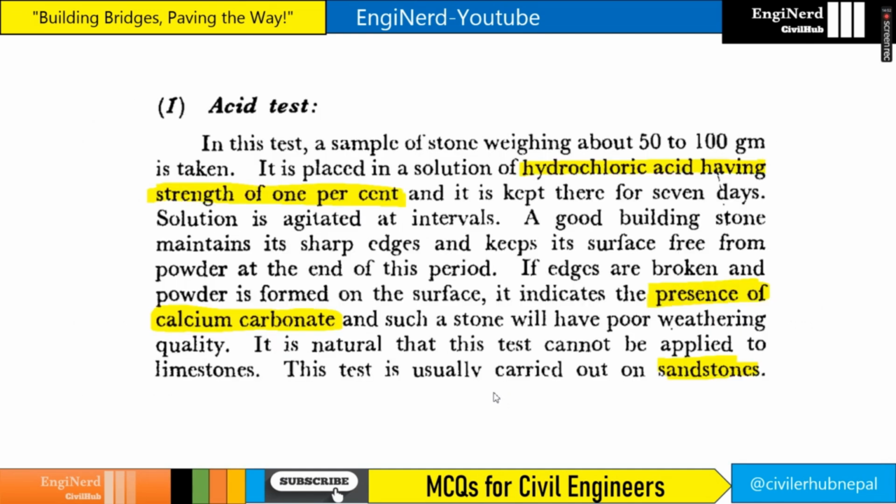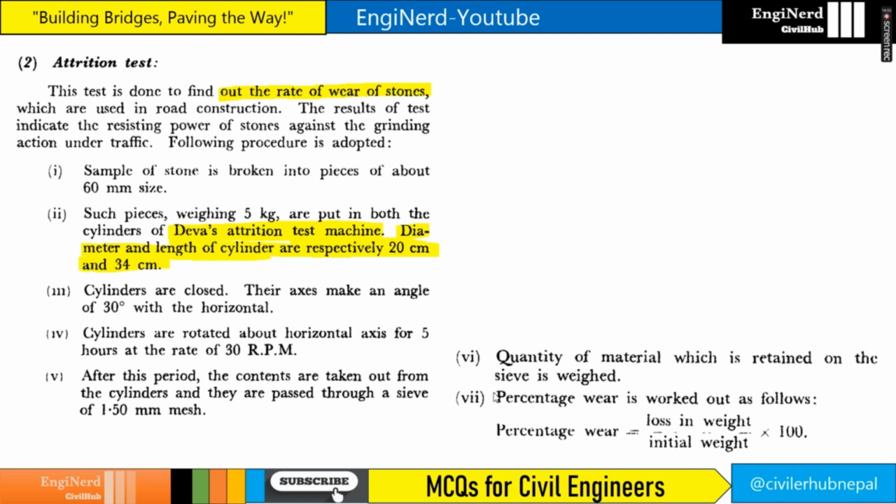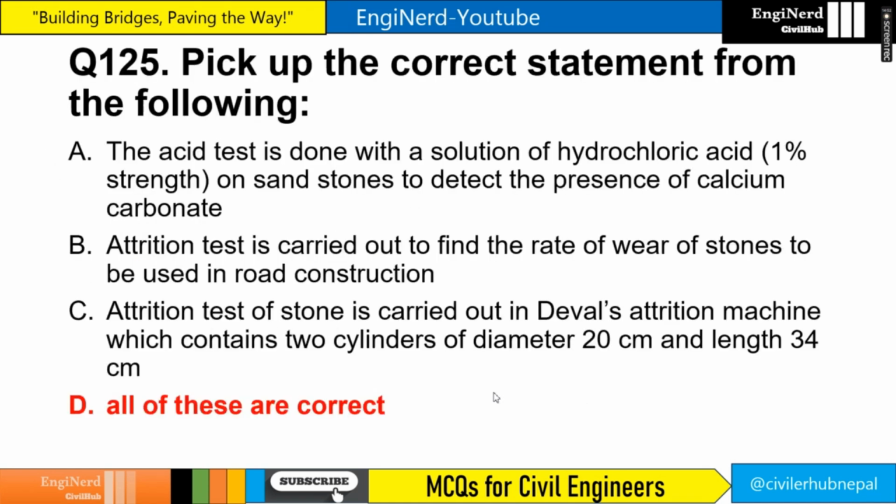So for the hydrochloric acid, it will be 1% strength, right? It is used to detect the presence of calcium carbonate, and it is usually carried out on sandstone, not on limestone. The attrition test is used to find the rate of wear. In Deval's attrition test, the diameter is 20 cm and the length is 34 cm. You can pause and read the whole slide. So the answer is all of these are correct.